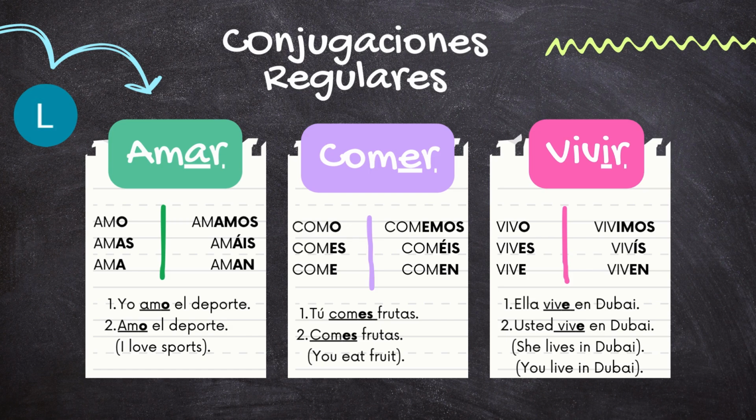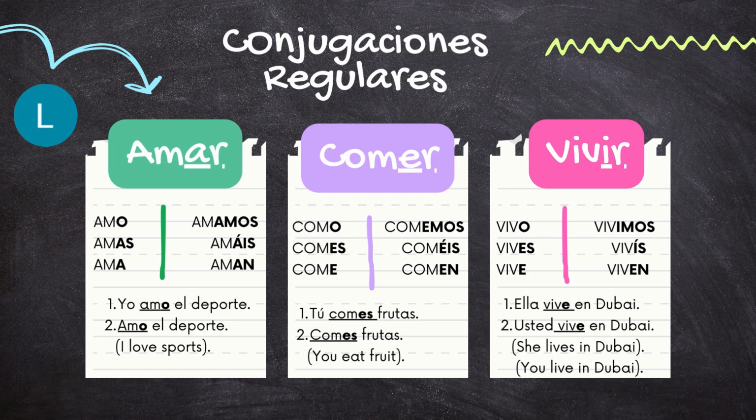Ejemplos. Yo amo el deporte. Número 2. Amo el deporte. These both translate to I love sports. Now notice how the first one has the personal pronoun with it, and the second one does not have it. It's okay to omit the actual personal pronoun because we've talked about this in other videos. Most of the conjugations do not share a conjugation with other personal pronouns. Only the third person in the singular and the third person in the plural.